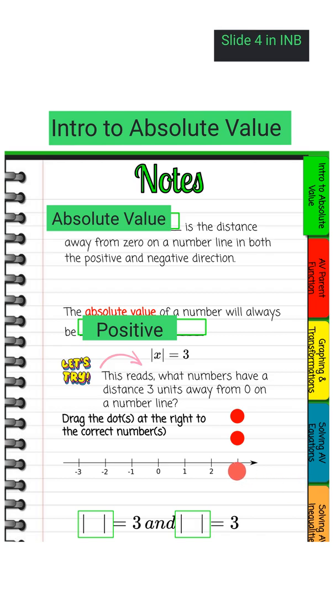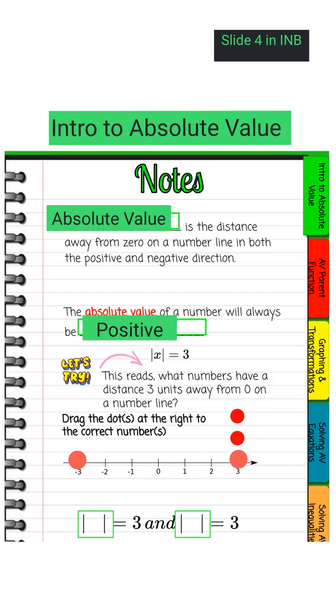Well, obviously the first one is going to be that 3 value. Obviously 3 is 3 units away from 0. But what's the other value that is 3 units away from 0? Well, the other value is over here at -3. That's 3 units away from 0 as well.